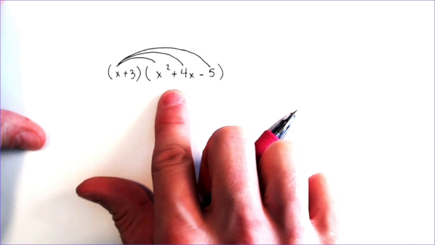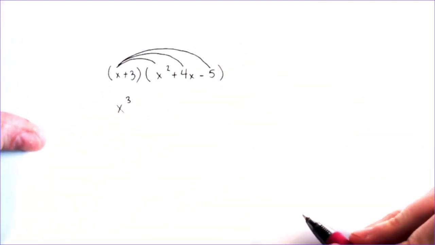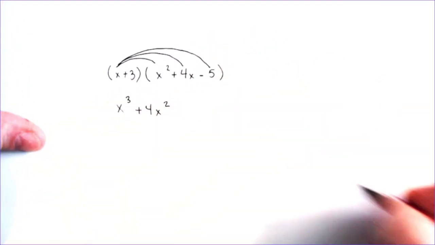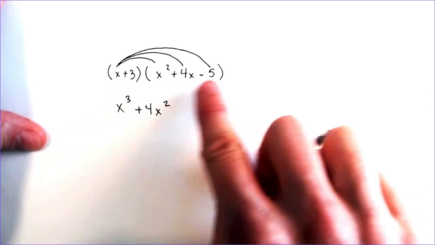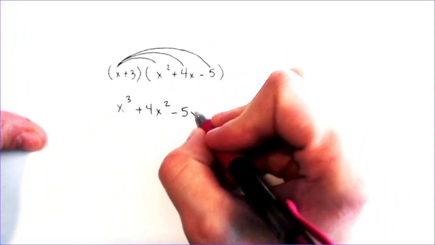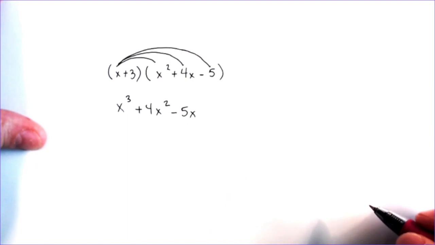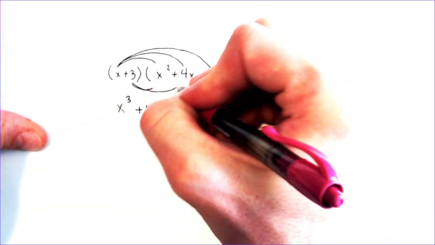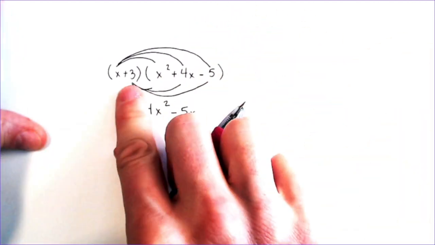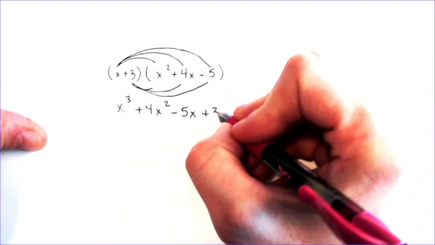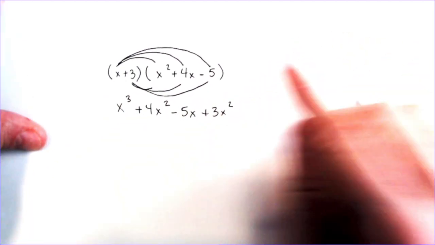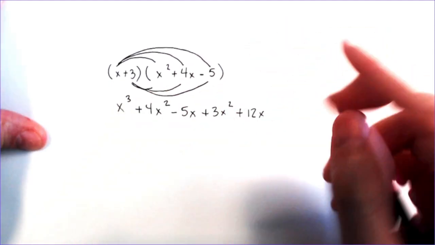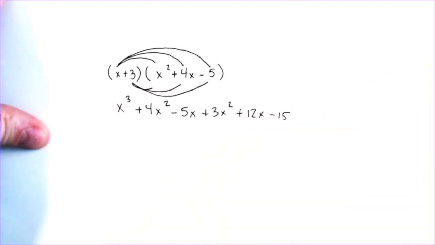X times x squared makes x to the third. X times 4x makes 4x squared. And x times negative 5 makes negative 5x. After we're done distributing the x, don't forget to distribute the 3 to all of the other things. So 3 and x squared, that's 3x squared. 3 and 4x, 12x. And 3 and negative 5, negative 15.